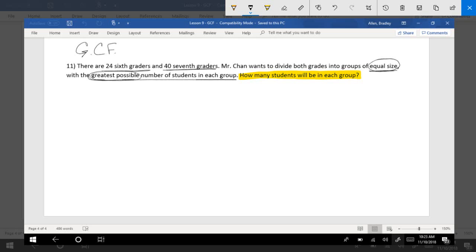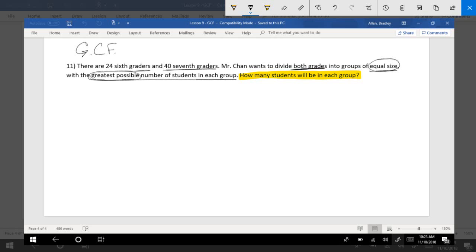Now, we could just combine all the students together and wow, we have one group, right? So it's an equal size because there's nothing to compare it to, and it would be the greatest possible number. But the important thing that I didn't underline yet, because I wanted to see if you guys would have caught it, is Mr. Chan wants to divide both grades into groups of equal size. So he's not combining grades. He's not even putting sixth graders and seventh graders in the same group.